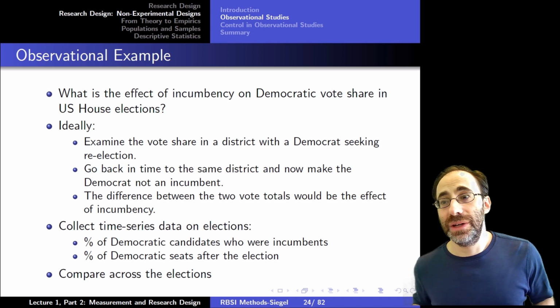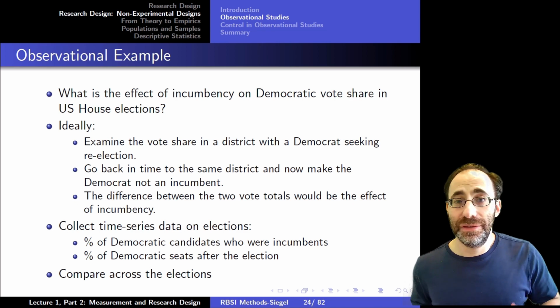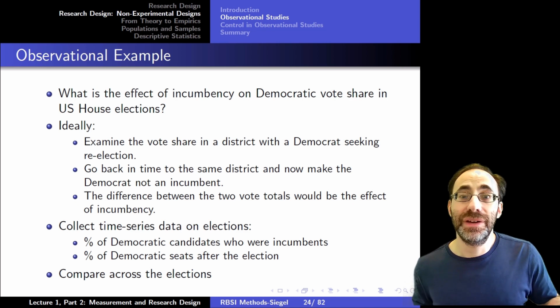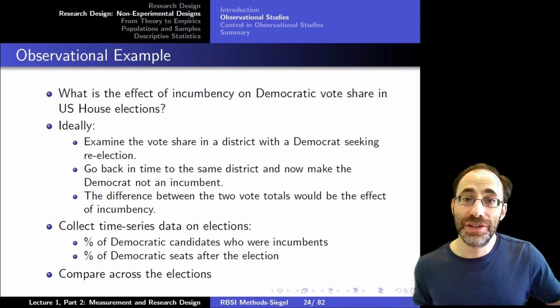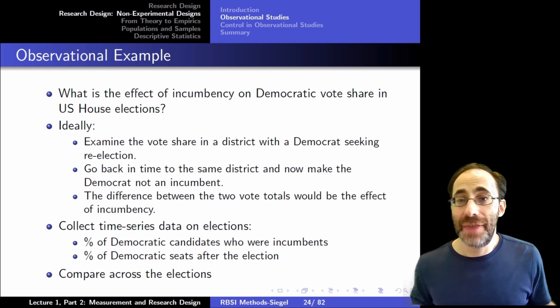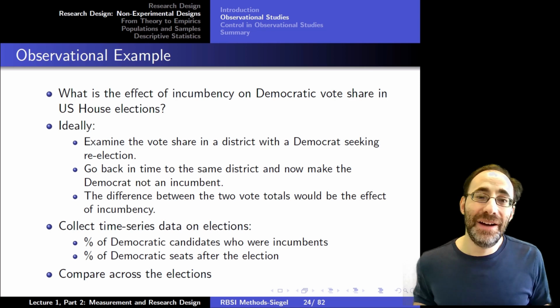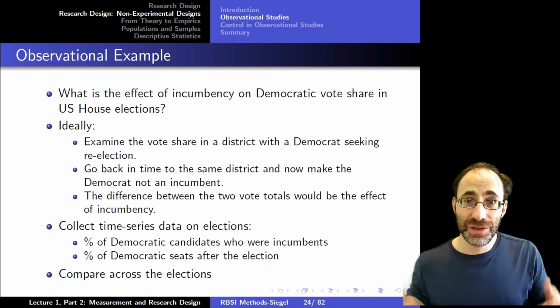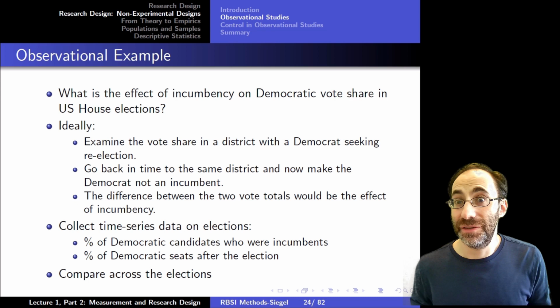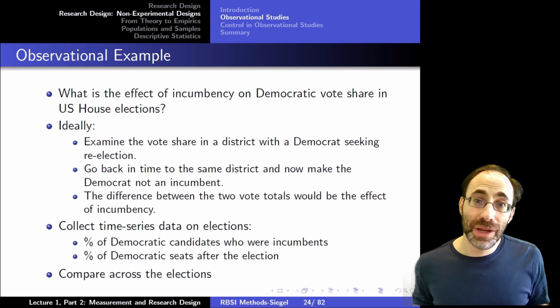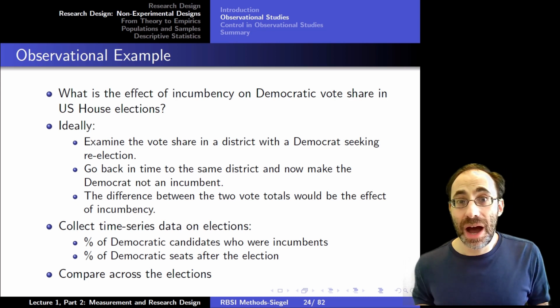So instead, what we're going to do is hope that the group of states that have incumbents, so the group of House elections that have incumbents, and the group that doesn't, is close enough to the same that it's kind of like randomization. That's not going to work, so just a little preview, we're going to try to control for things that might be different. To do this, though, we have to start off by collecting data on the elections.